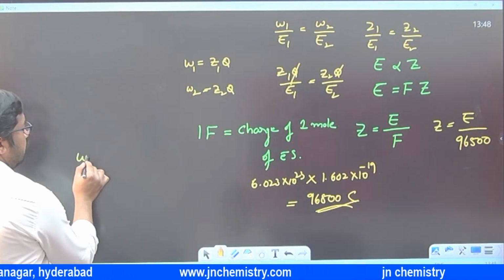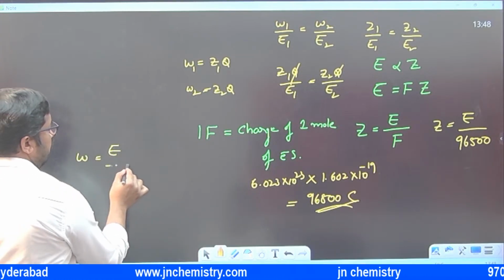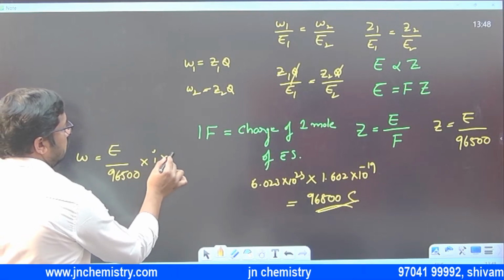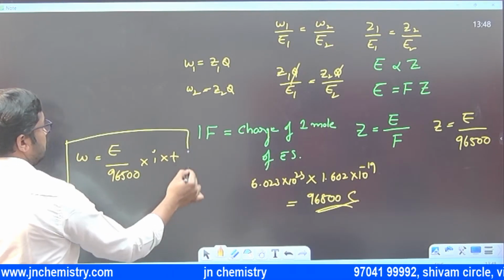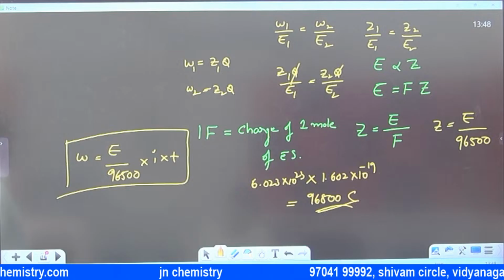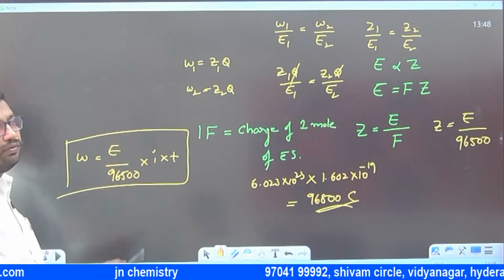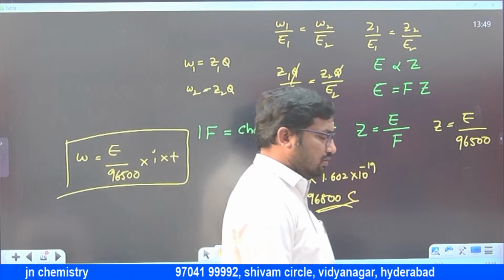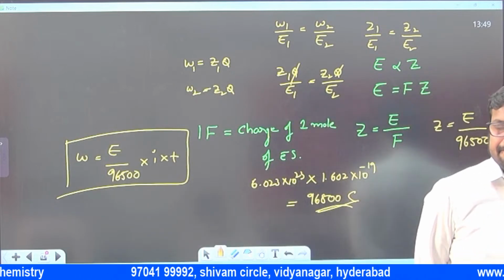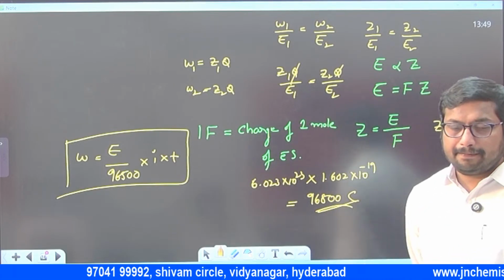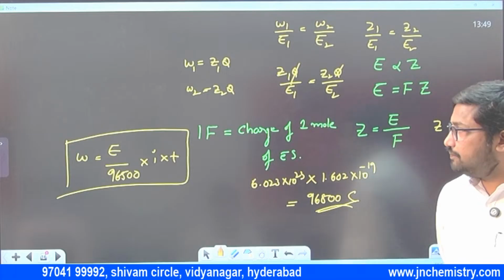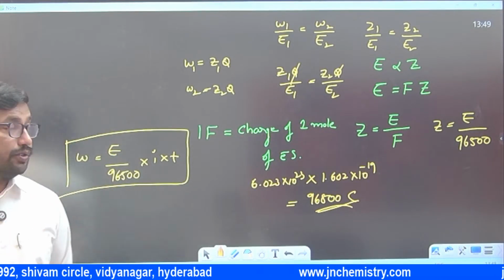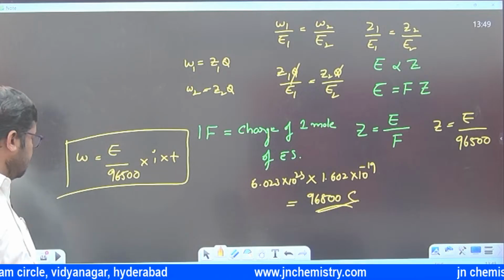So W is equal to, in place of Z, E by 96,500 into I into t. These are the two formulas to calculate the numericals. If they are asking directly, use this formula. Otherwise, we'll do it like this.